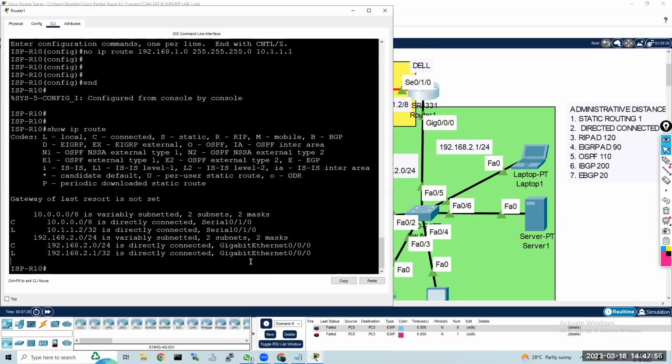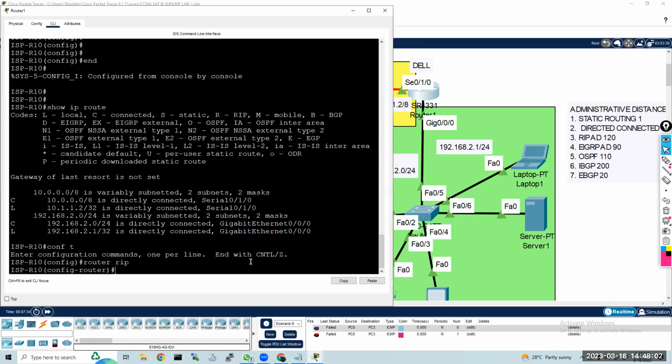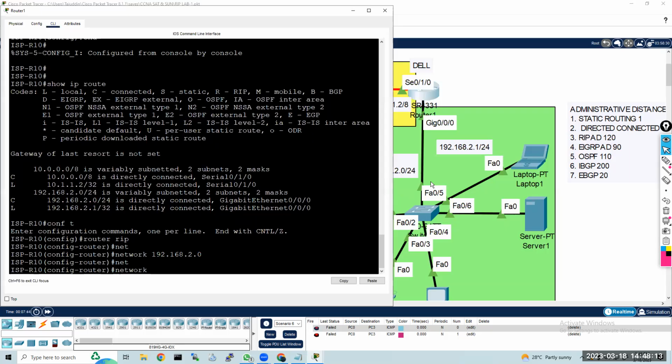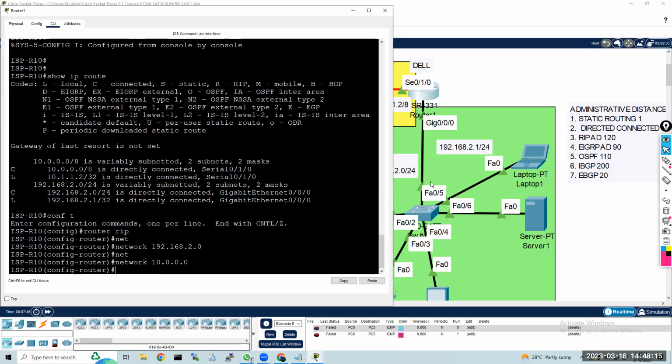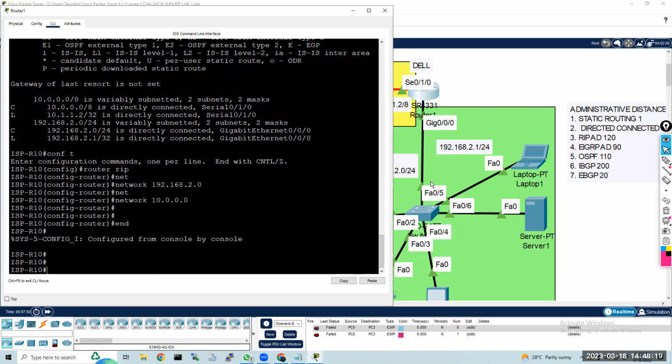So let's configure this one as well. Go to global configuration mode. Router RIP. Network, you just have to advertise your networks. That is the 2.0 network, you can see, right? This is your 192.168.2.0 network. That's it. And one more network is 10.0.0.0. We don't add the subnet mask. It is not required.